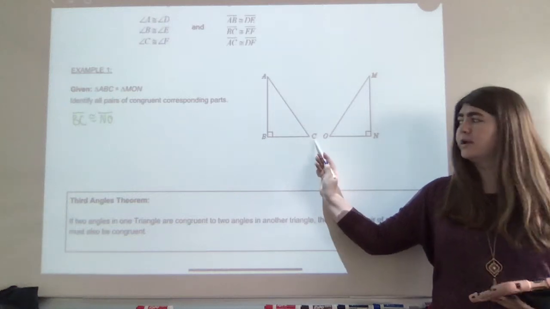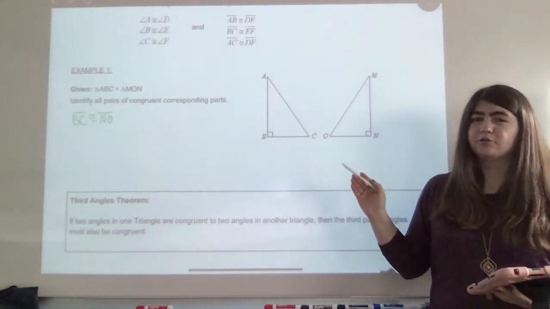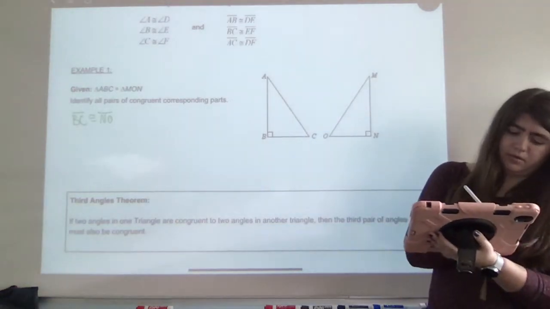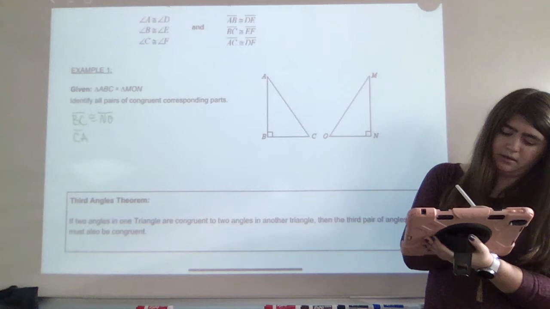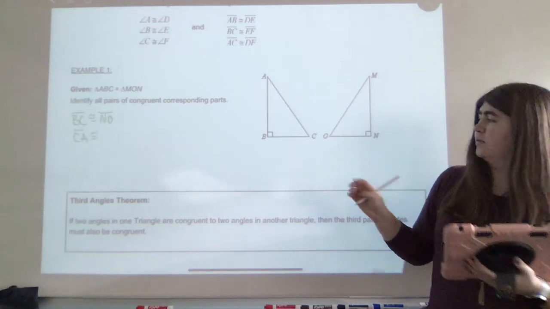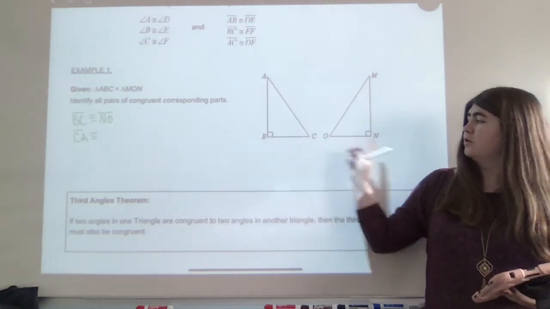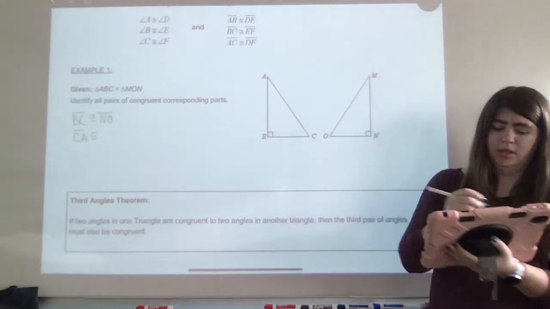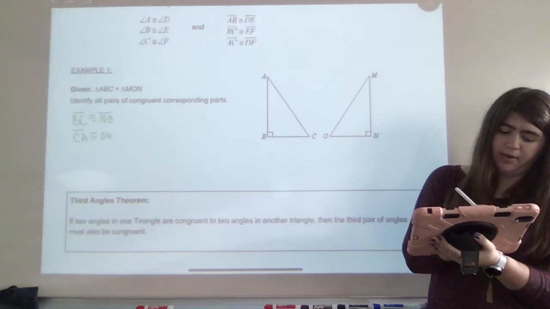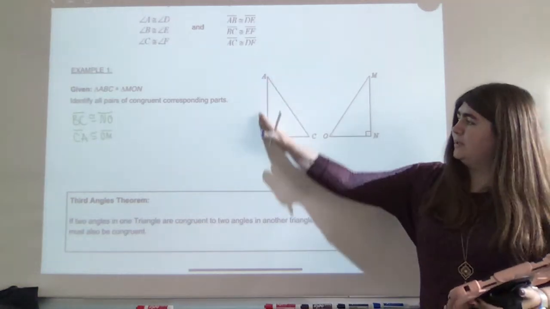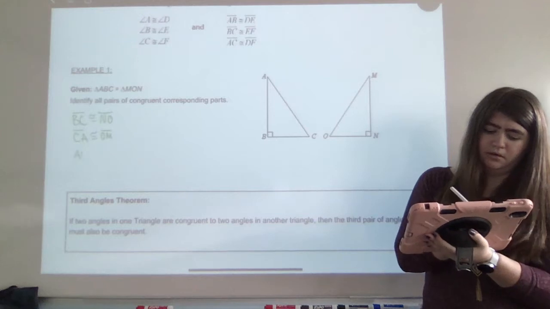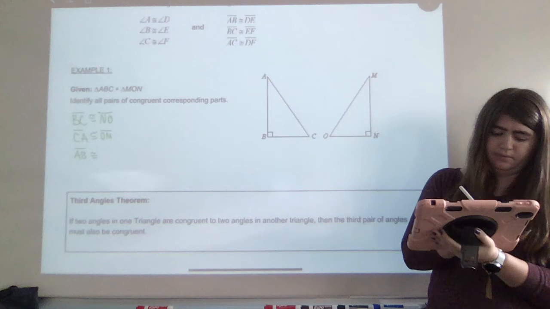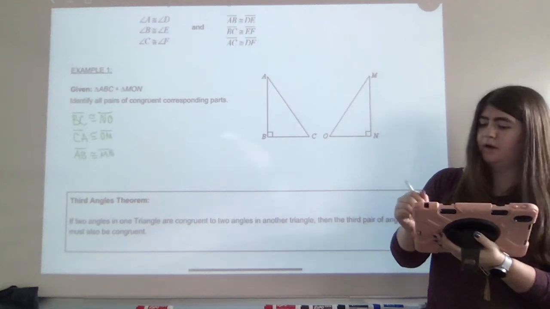I'm going to continue going around in a counterclockwise direction here. So I have CA. So CA is congruent to, continuing, I went towards O, and now I'm going to go up the angle, OM. So CA is congruent to OM. And then AB is congruent to MN. Alright, there's all my sides.